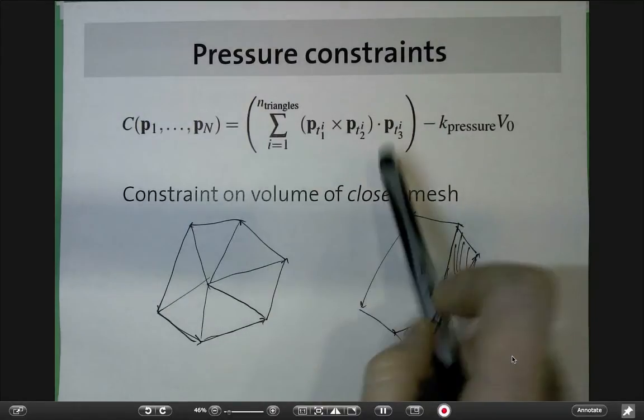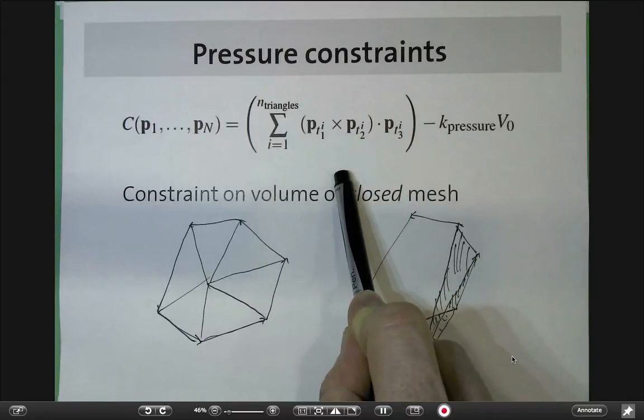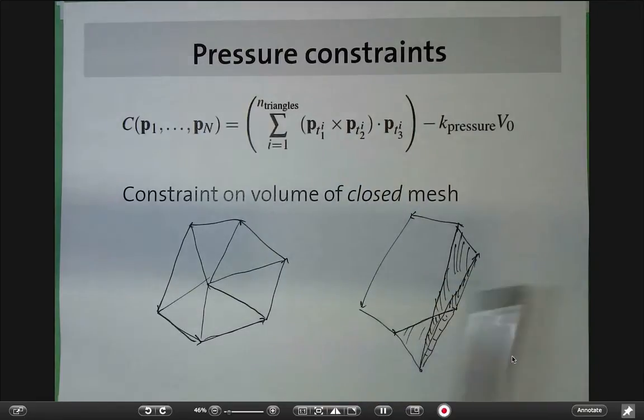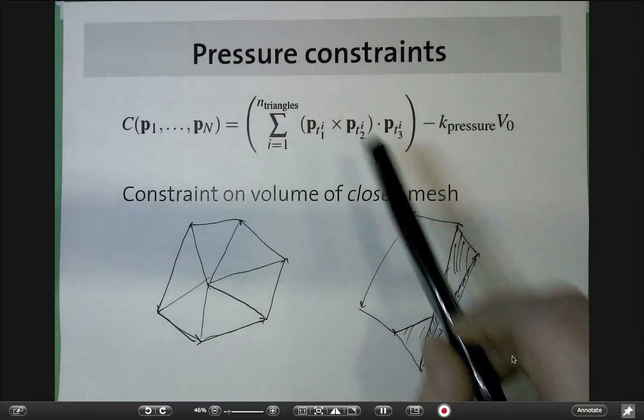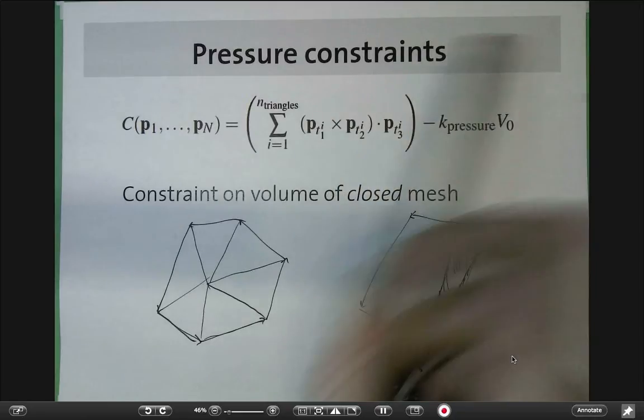This is the same idea in 3D. This is just an intuition. Of course, this can be derived precisely mathematically from the divergence theorem. But again, I don't want to go too deep into this. This is just like another type of constraint.